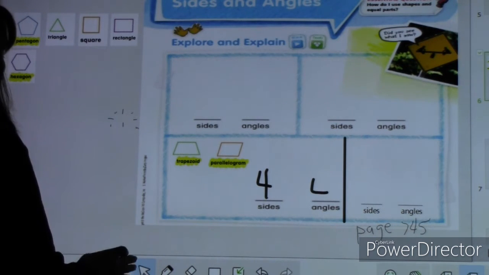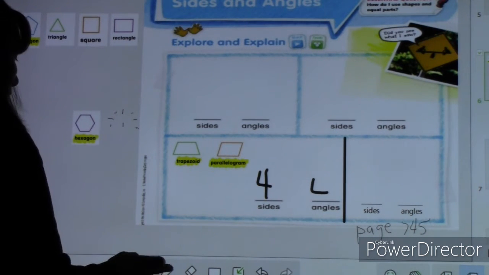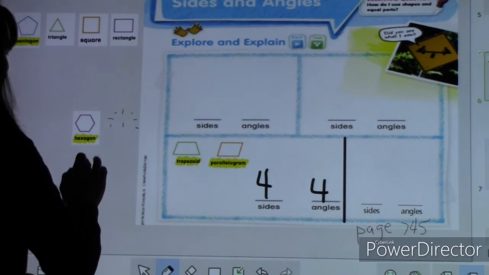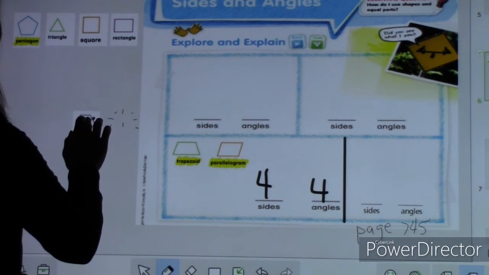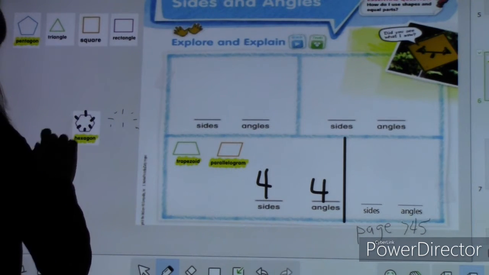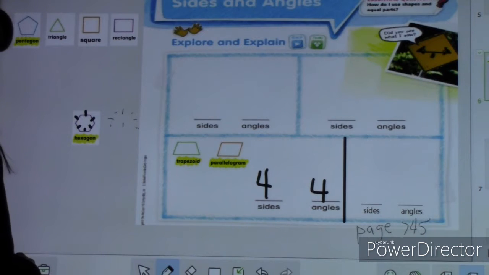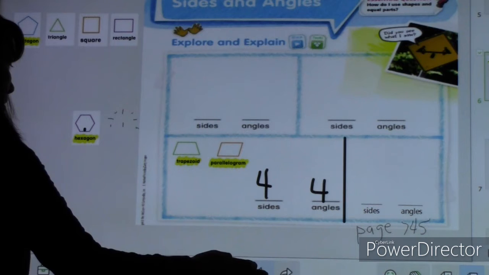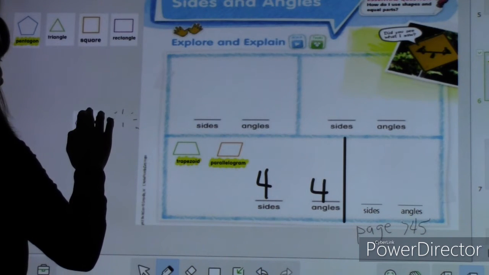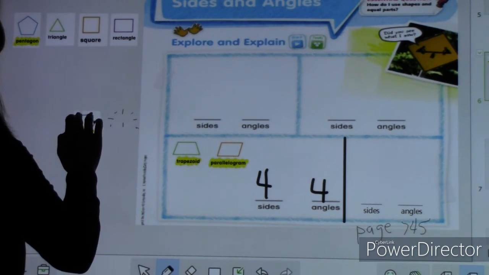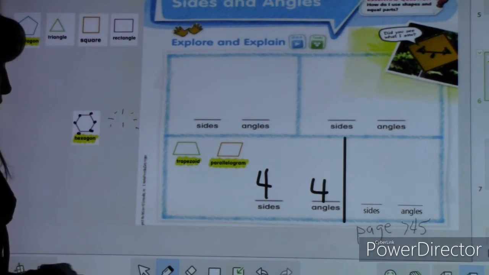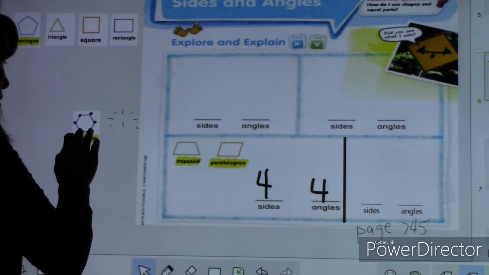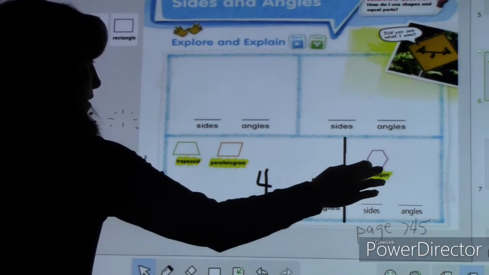All right, that brings us to our hexagon. So we're going to count and see if that has 4 sides and 4 angles. 1, 2, 3, 4, 5, 6. It actually has 6 sides. And let's count the angles. 1, 2, 3, 4, 5, 6. So that has 6 sides and 6 angles. I'm going to put that into a new box because it has 6 sides and 6 angles.